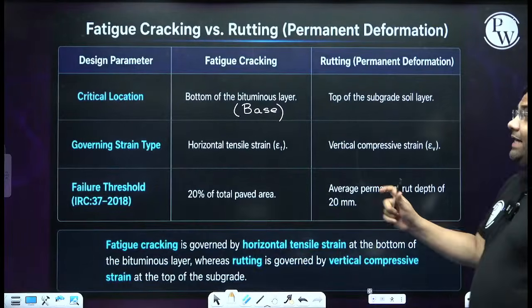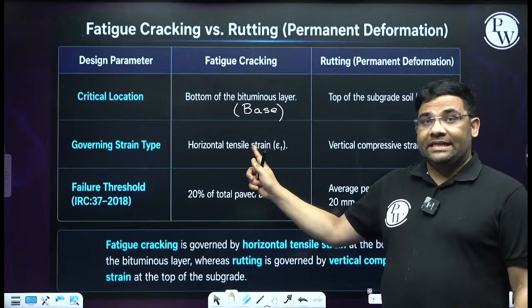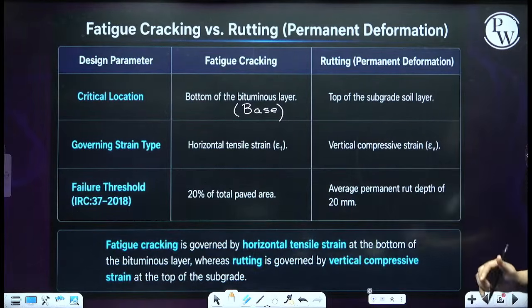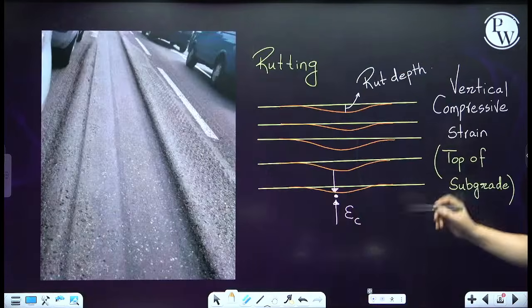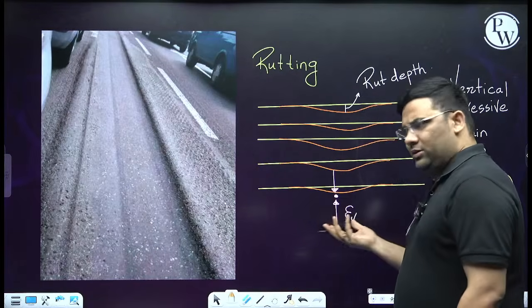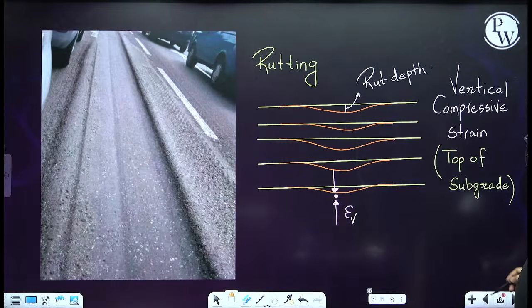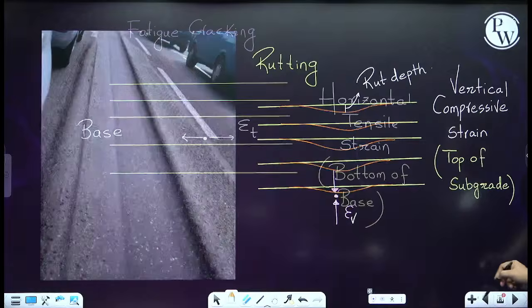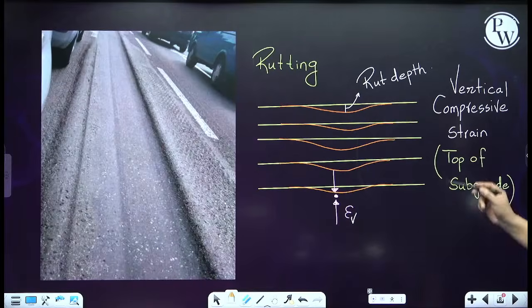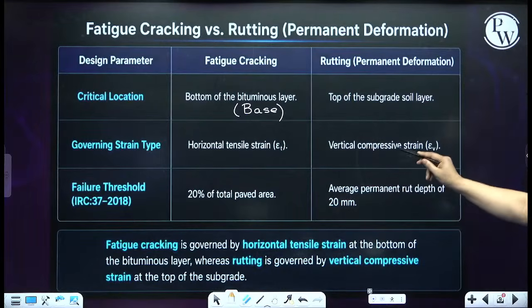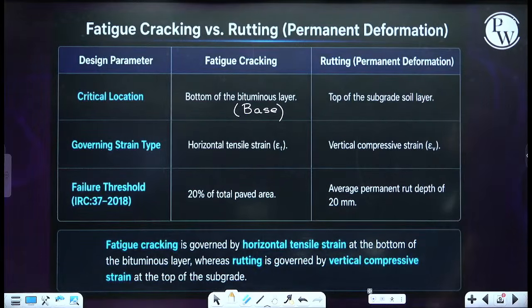Then the strain type: it is horizontal tensile strain for fatigue cracking and vertical compressive strain for rutting. Here I have written epsilon C, I can write epsilon B, whatever. You can write epsilon C also, just a name. So horizontal tensile strain for fatigue cracking and vertical compressive strain for rutting.